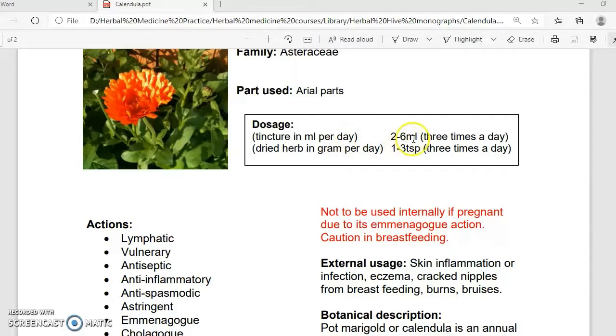So the tincture, 2 to 6 ml, 3 times a day. So this is the maximum. This is the range. It starts at 2 ml and ends at 6 ml, and within that range is where the medicinal properties are going to lie if you take this medicinal plant.